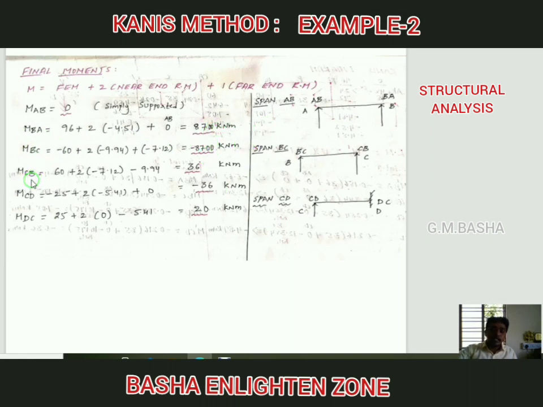Similarly, for joint C, M_CB plus M_CD: 36 minus 36, that will be equal to 0. So friends, the sum of the moments at a particular joint will be equal to 0. If you get this checkpoint, then you can assume your analysis is correct. Always remember these points. After that, based on this, you can draw the bending moment diagram. If you want, you can calculate the shear force diagram also. So friends, in the next part, I will show how to draw the bending moment diagram and shear force diagram. Please remember all these steps. Okay.